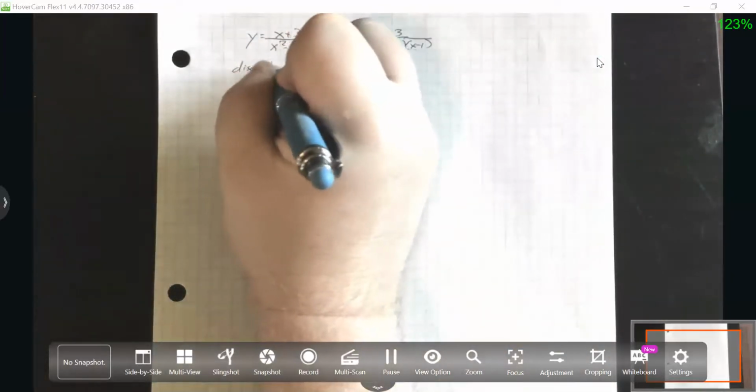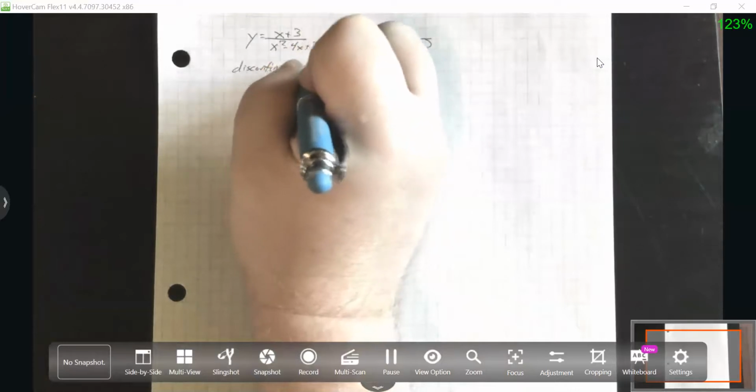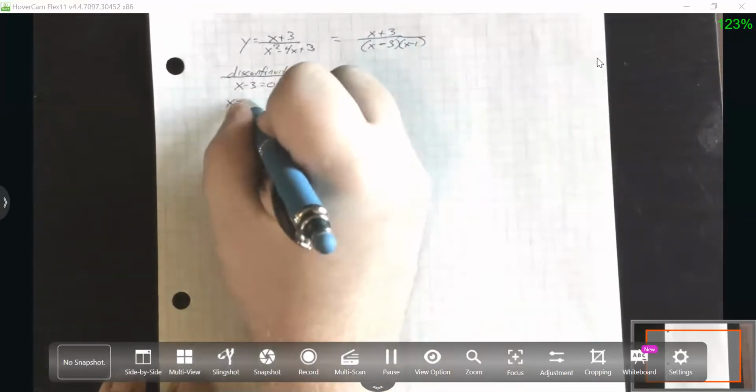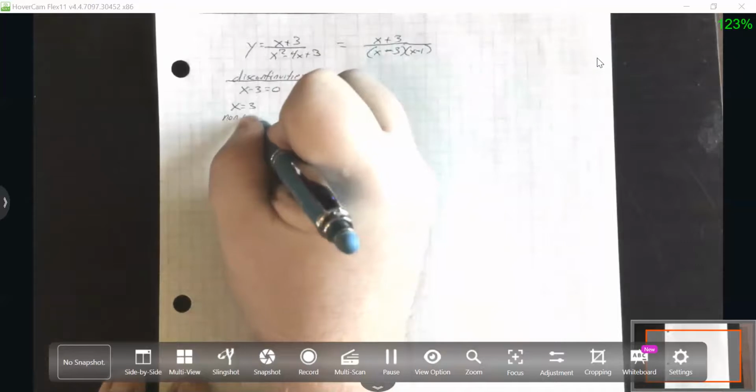Okay, so now I go to the discontinuities. For my discontinuities, I have the bottom set equal to 0, and I get x equals 3 and x equals 1 are my two discontinuities. Neither of those terms canceled, so they are non-removable. They are asymptotes.